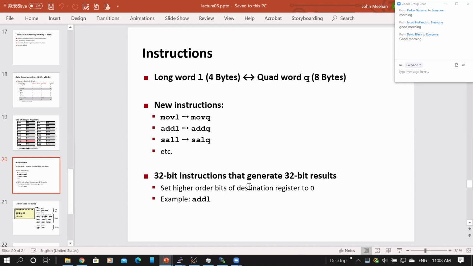So setting the higher order bits of the destination register to 0 happens whenever I do a 32-bit instruction, like add long word or something.